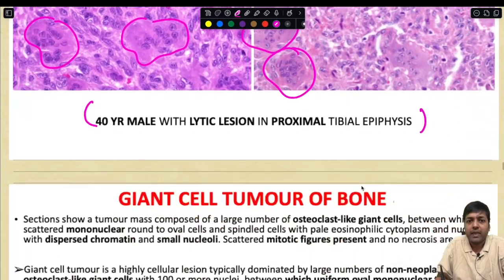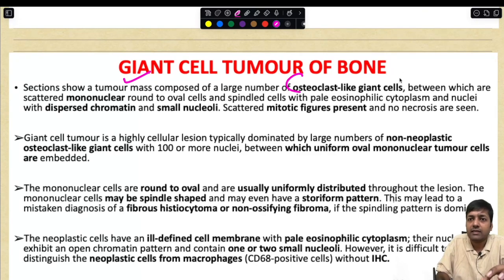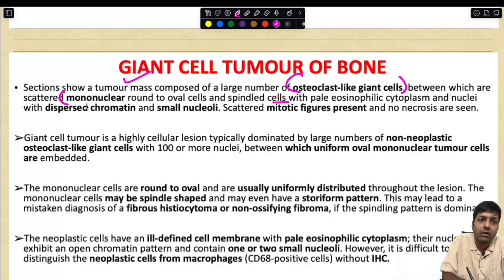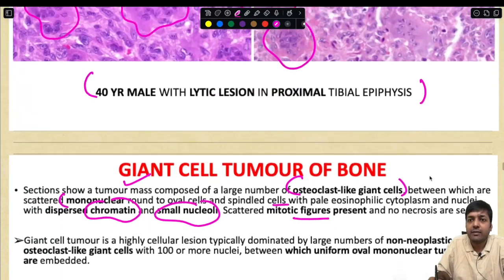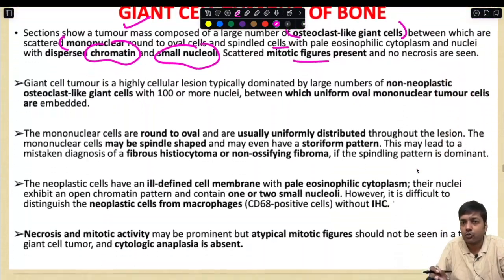The section shows a tumor mass composed of a large number of osteoclast-like multinucleated giant cells, between which are scattered mononuclear round to oval and spindle cells with pale eosinophilic cytoplasm and nuclei with dispersed chromatin and small nucleoli. Scattered mitotic figures are present. There is no necrosis, as we have already highlighted. So it is a case of a giant cell tumor of the bone.